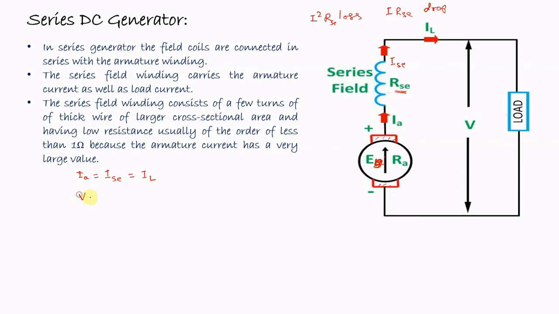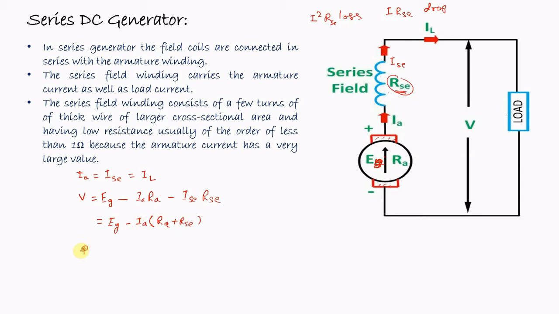And the voltage across the load here, V, will be equal to the generated EMF minus losses in the armature winding, that is Ia into Ra, as well as losses in the series field winding resistance, that means Isc into Rsc. But here Ia and Isc are the same, so it can also be written as generated EMF minus Ia into (Ra plus Rsc), because this is the total resistance as the two are connected in series.